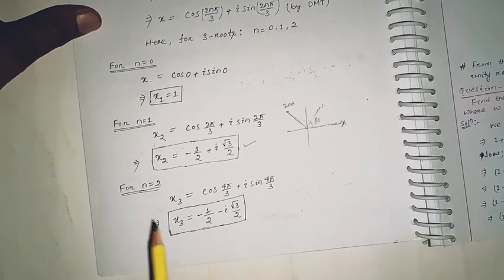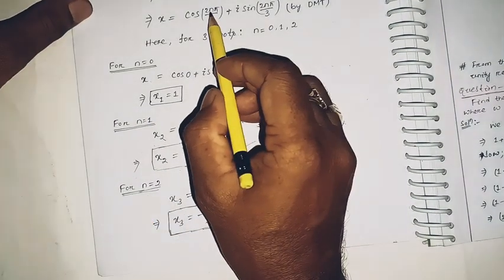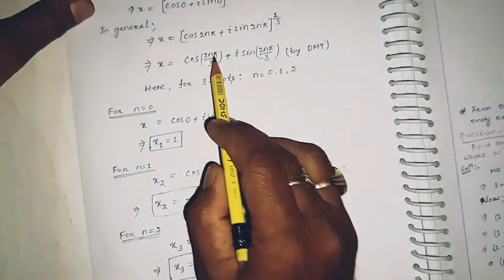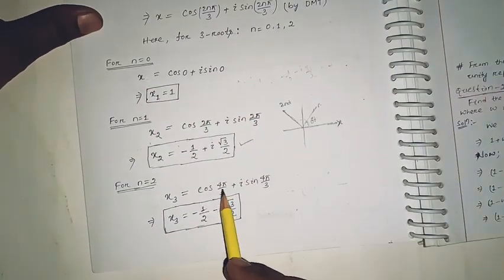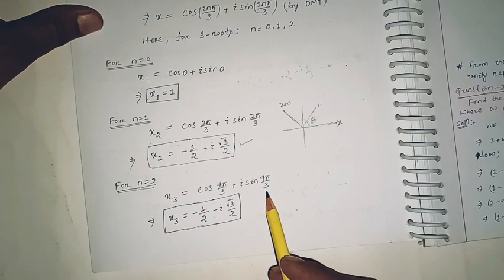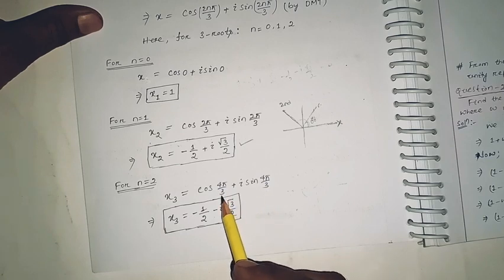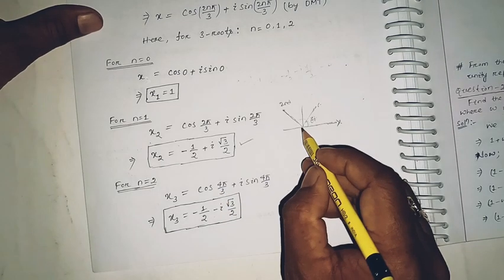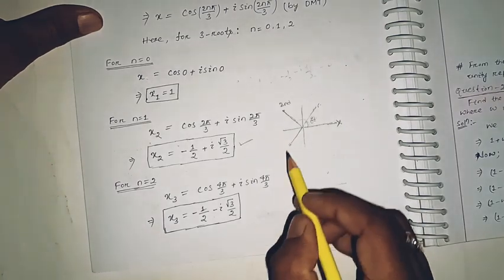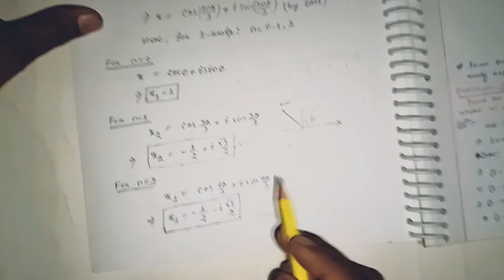Now for n equal to 2, if we put it in this equation, we get cos 4 pi by 3 plus i sin 4 pi by 3. So here 4 pi by 3 lies in the third quadrant. In the third quadrant, cos and sin both are negative.